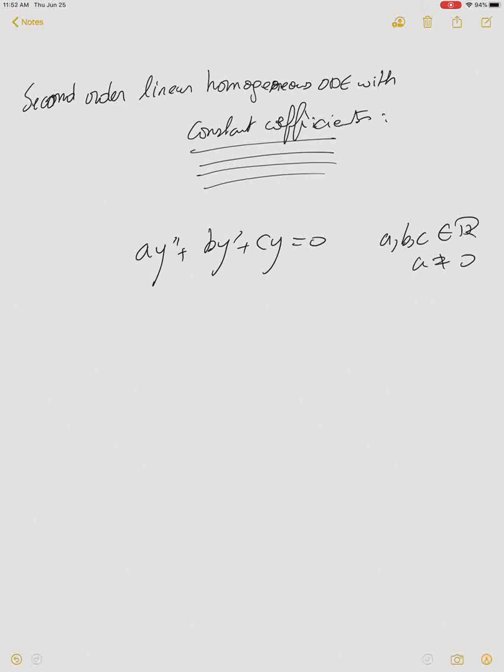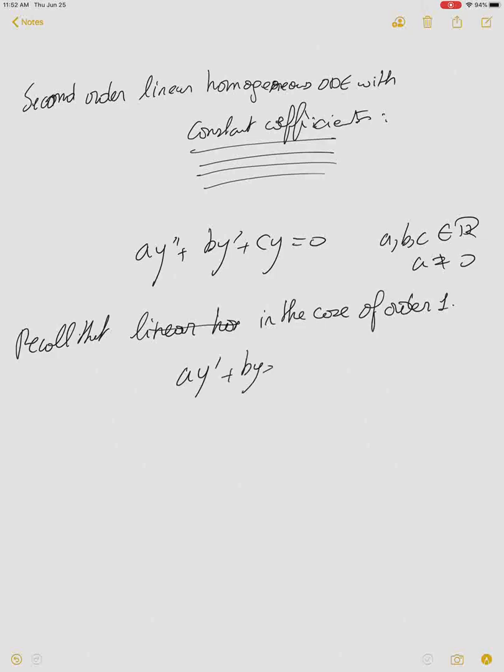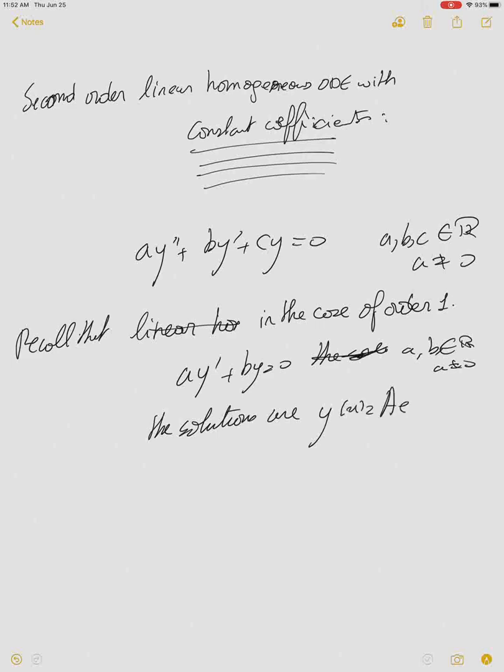Okay. Now recall that for linear homogeneous ODE in the case of order 1, i.e. I have ay' plus by equal to 0, with a and b real and a different than 0, the solutions are y of x equal A e to the minus b over a x. Do you agree?